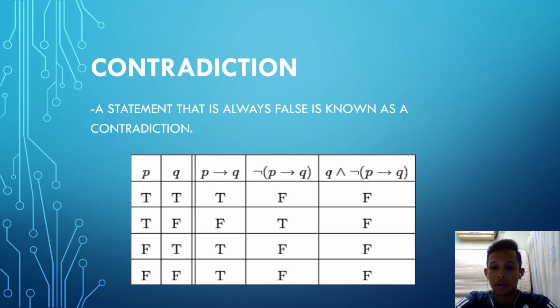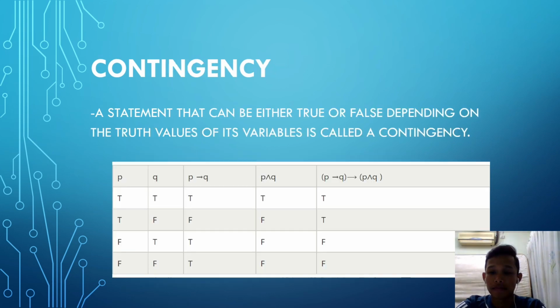For the final column, Q and negation of P implies Q, the answer must be true for both statements. So there is no true value for both statements. So in the final column, it will become false for all the statements.